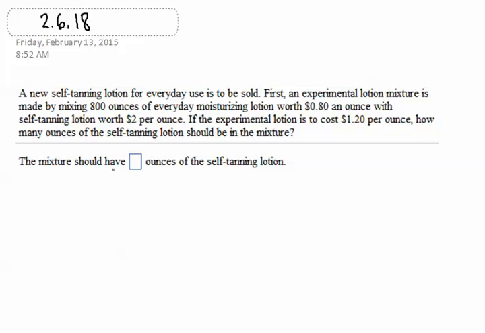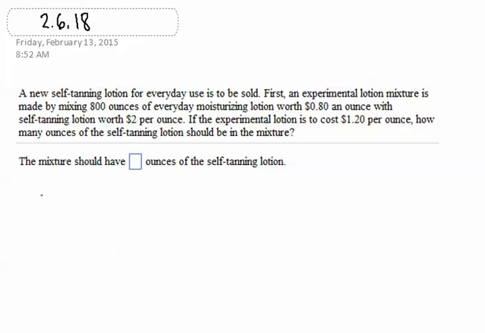A new self-tanning lotion for everyday use is to be sold. First, an experimental lotion mixture will be made. That's our prototype, by mixing 800 ounces of everyday moisturizing lotion worth 80 cents an ounce with self-tanning lotion worth $2 per ounce. And that makes sense because the self-tanning lotion is going to be the more expensive variety.